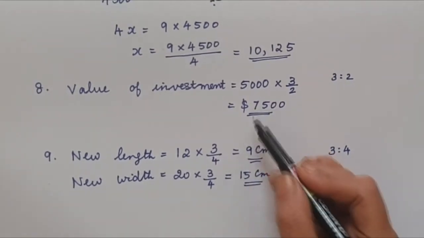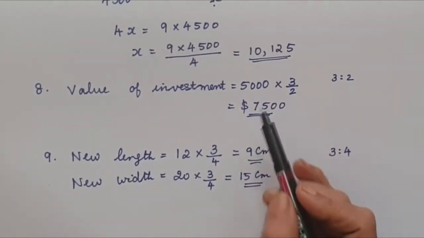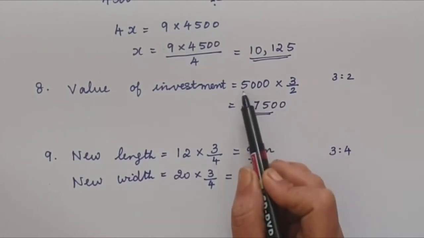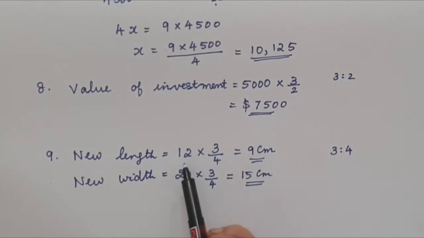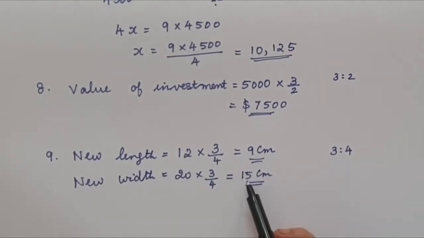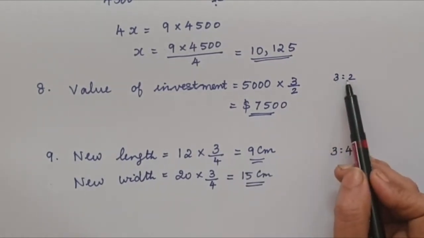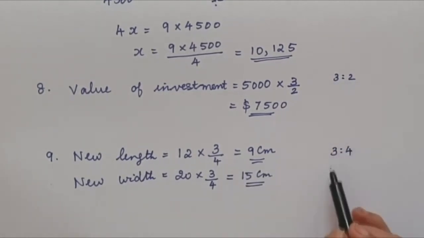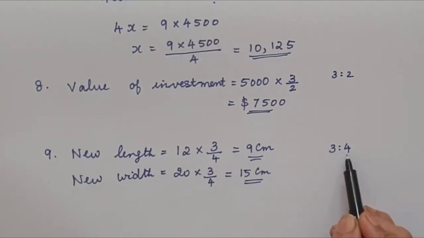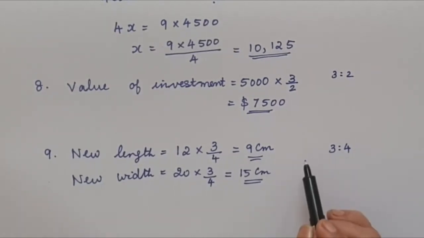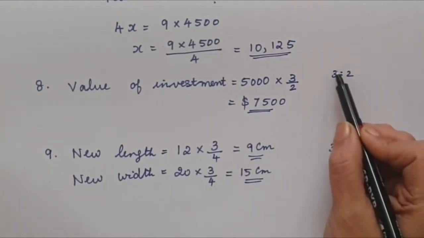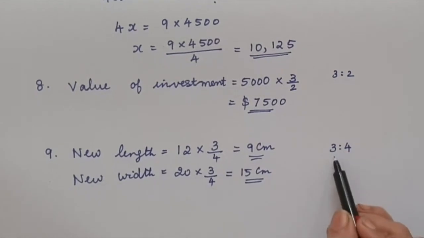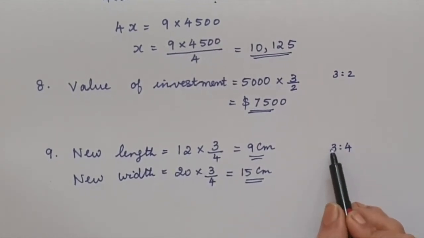When we compare the 8th and the 9th question, there is a difference. Here, we are increasing the given number: 5,000 is increased to 7,500. But here, 12 is decreased to 9 and 20 is decreased to 15. But we have done the same thing. We multiplied by 3/2 there, and here also we have multiplied by 3/4. So our method remains the same, but they will give in the question that when it is an increase, the greater number will be first. When it is a decrease, the smaller number will be first.